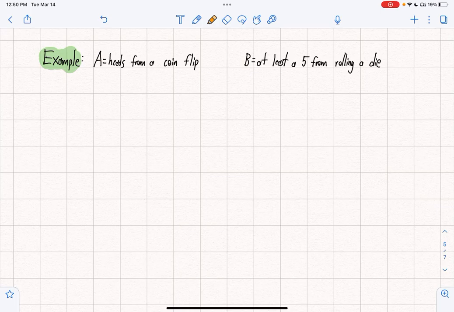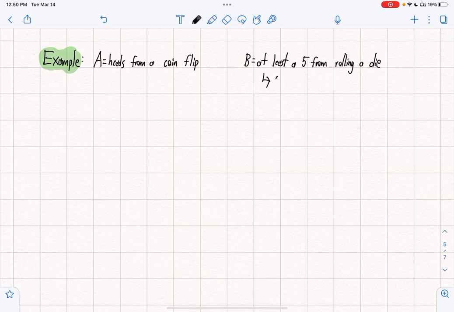So in other words, what we're saying here is a 5 or a 6. We roll a 5 or a 6. So let's calculate some probabilities here. Let's start with the probability of A. So we've already found this, the probability of getting a heads from a coin flip. There's only one way to get a heads, and there are two possible outcomes from a coin flip. So our probability of A is 1/2.